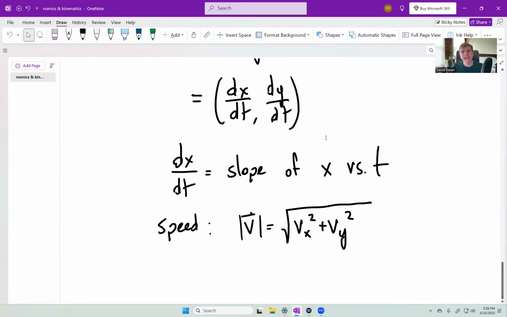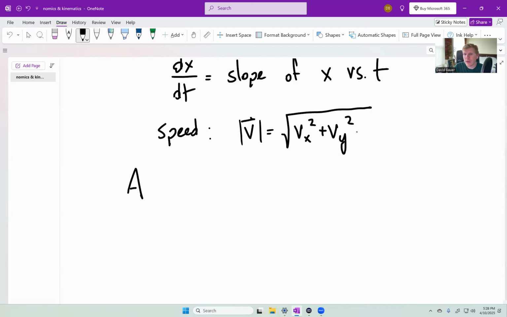Okay, and then finally, the last kinematic quantity we need is the acceleration. That tells us how our motion is changing.